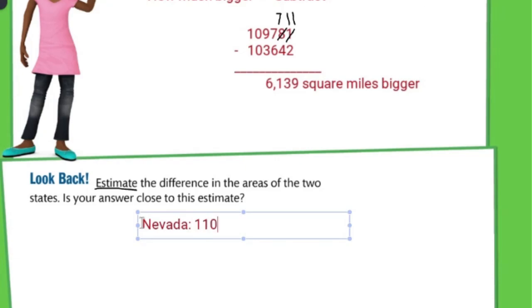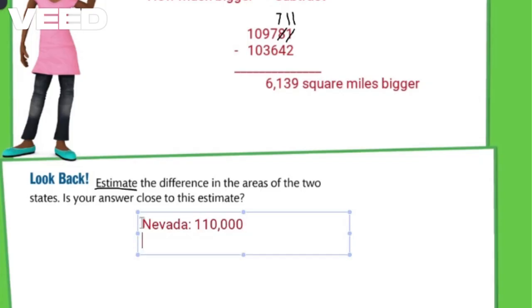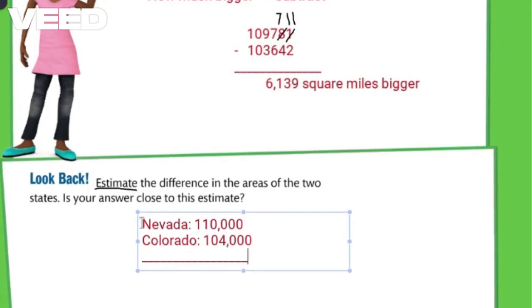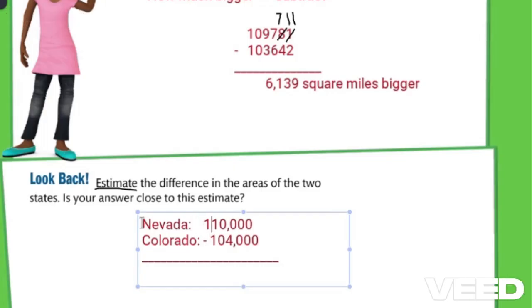And let's round 103,642 to 104,000. Since our hundreds digit was 5, 6, 7, 8, or 9, our thousands digit went up by 1. And that 9 there bumped up to a 10. So let's now do the same subtraction, but this time with our estimates. Let's see if subtracting our rounded numbers gives us an estimate that proves our answer is reasonable, or that our answer is close to the estimate.